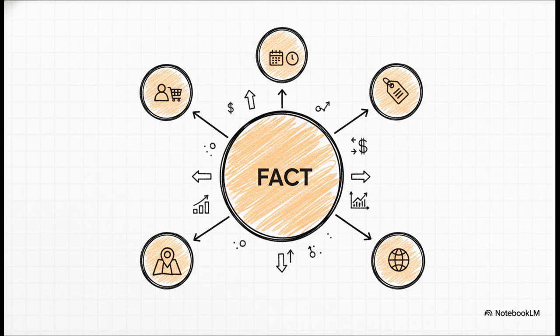Right there in the middle, you've got your fact table. This holds all the numbers, the things you can measure, like sales figures or how many units were sold. And then, all around it, you have dimension tables. These give you all the juicy context, the who, what, when, and where for all those numbers.